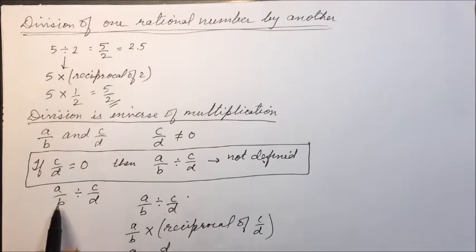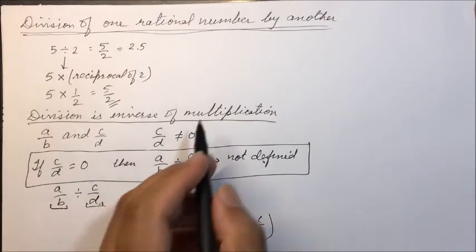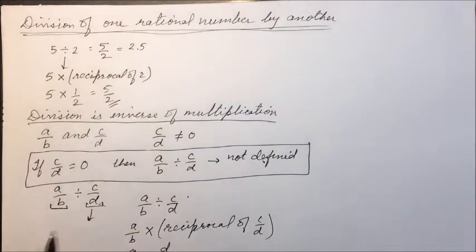So if we divide one rational number by the other, the division will always be a rational number, and the other number should always be a non-zero rational number.